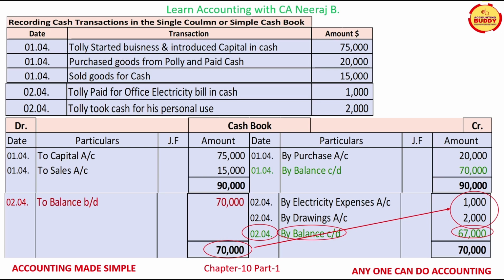Post which the left hand debit side will be equal to the right hand credit side of the cash book, and thus the account is said to be balanced.